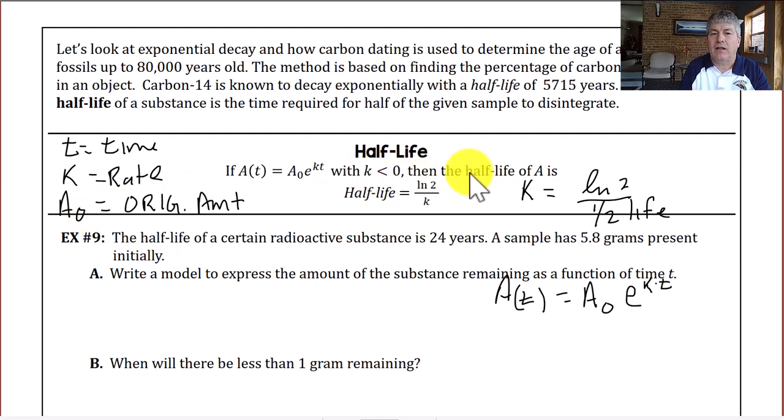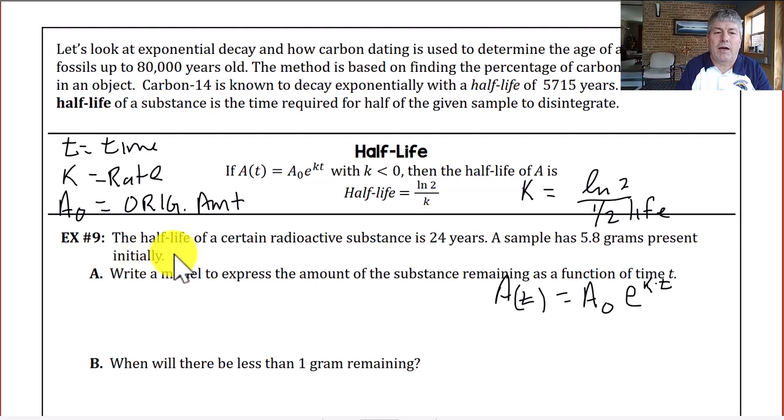So if k is less than 0, then the half-life is going to equal the natural log of 2 over k. And I'll show you where the natural log key is on your calculator. Or, resolving that, k is equal to the natural log of 2 divided by the half-life. So, two formulas, or really the same formula written differently. So if we need k, it is the natural log of 2 divided by whatever half-life we're given.